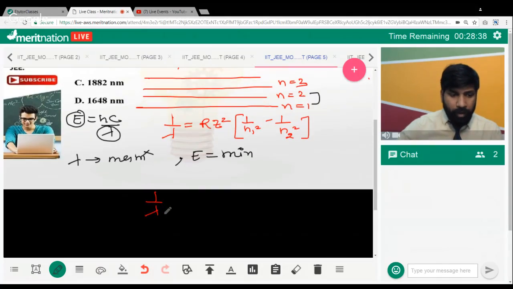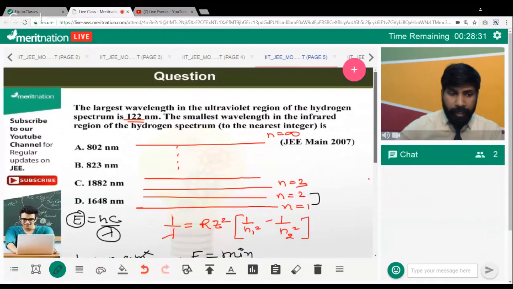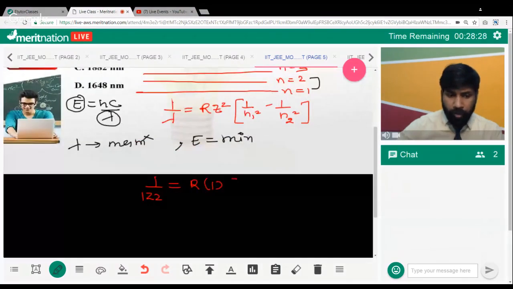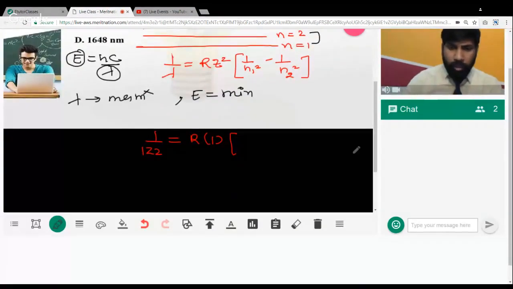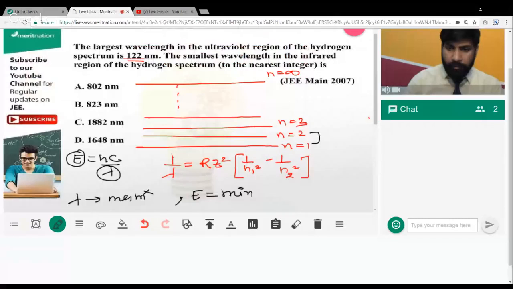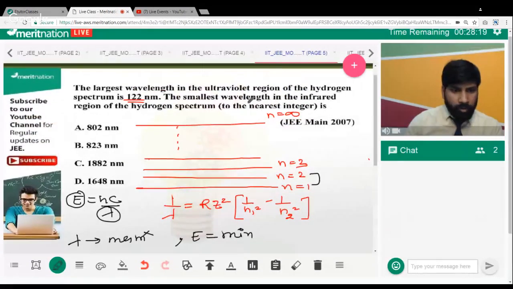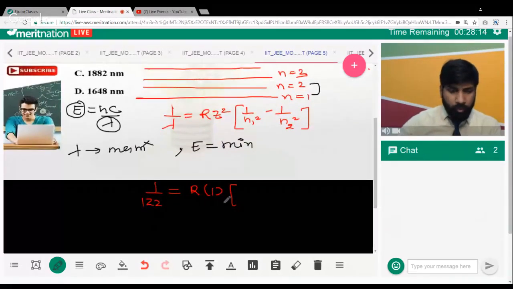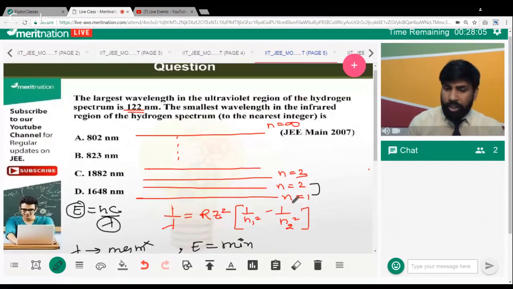So 1 by lambda, and that is already given here, 122 nanometer, is equal to R, and z is 1 here. We are talking about the hydrogen spectrum. So this is 1 by 1 square minus 1 by 2 square, and this is our equation first. This is for the largest wavelength.